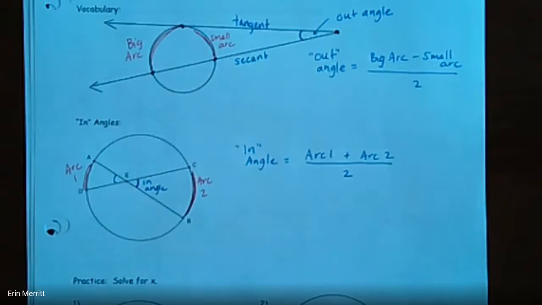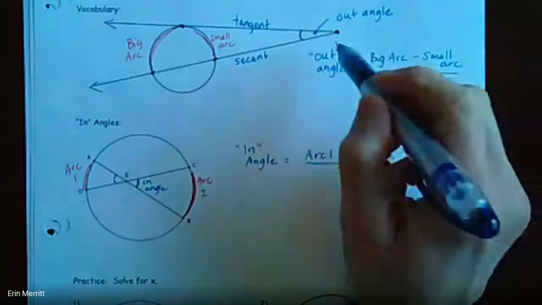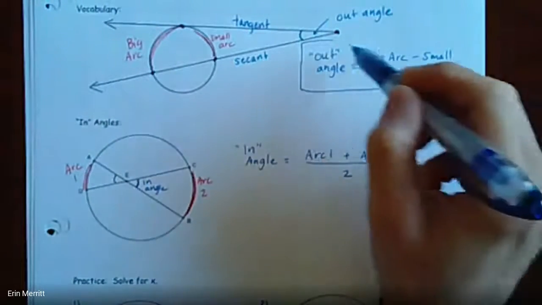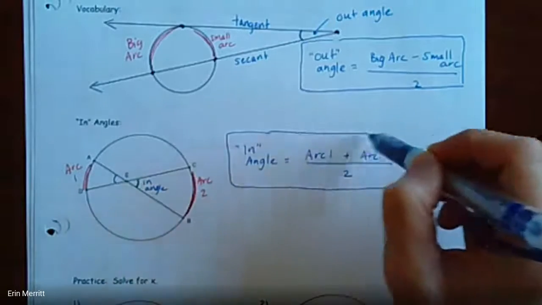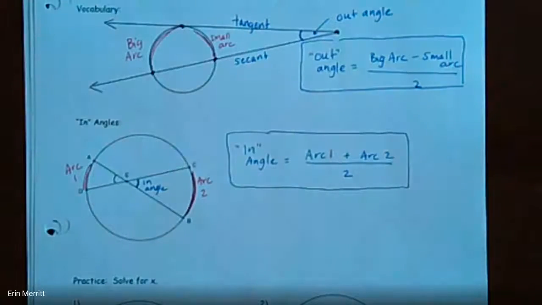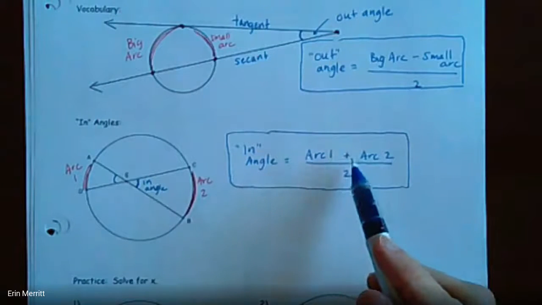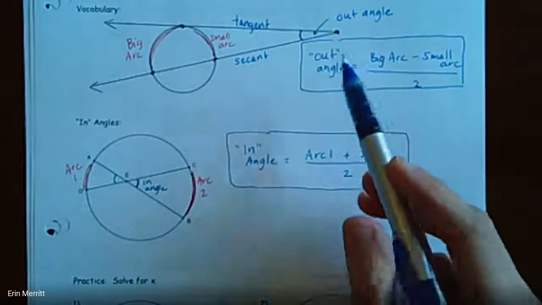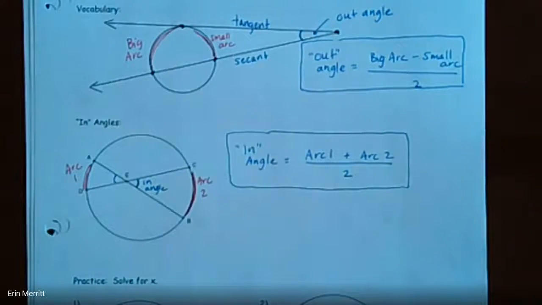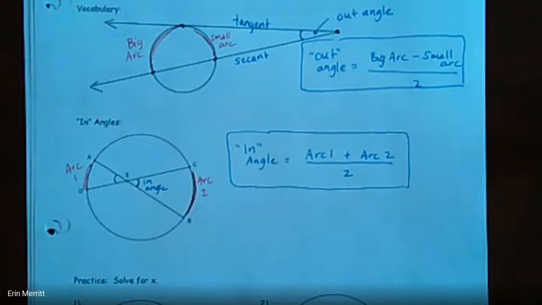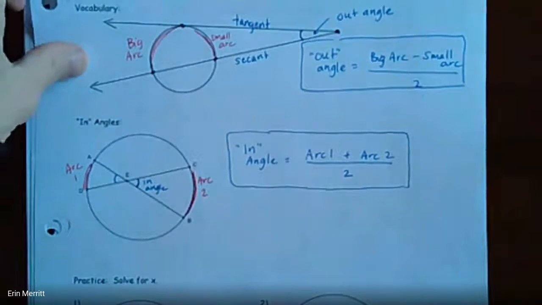If you don't have that rule written down, I would write down each of those rules before we go to do this next page, especially if you weren't able to print out the notes and you're just doing it on your own paper. I think it would be a really good idea. So in angle, arc 1 plus arc 2 over 2. Out angle is big arc minus small arc, then divided by 2. Feel free to pause the video if you need to before we go on to the next page.